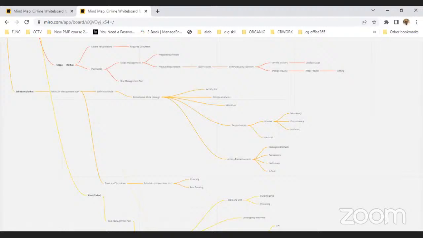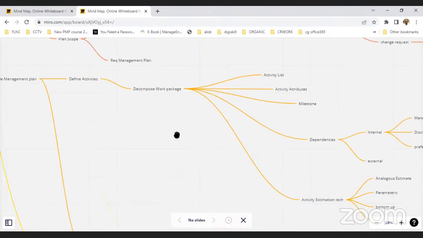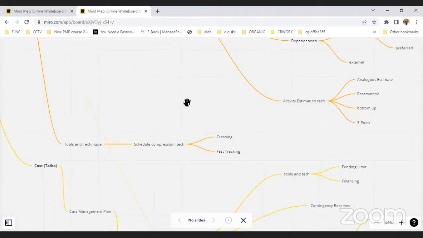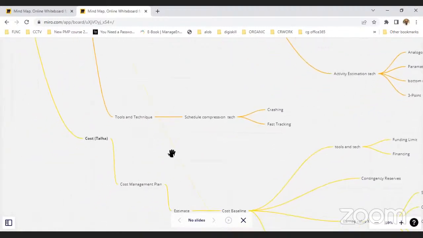Now I am talking about scheduling. In the schedule management plan, there are two parts, define activities and the chosen technique. Define activities covers decompose work packages, activity list, activity attributes, milestones, and dependencies. Dependencies are internal and external. Internal includes mandatory, discretionary, and preferred. Inside decompose work packages, there is activity estimation: analogous estimate, parametric, bottom-up, and three-point estimate. The chosen technique is schedule compression: crashing and fast tracking.